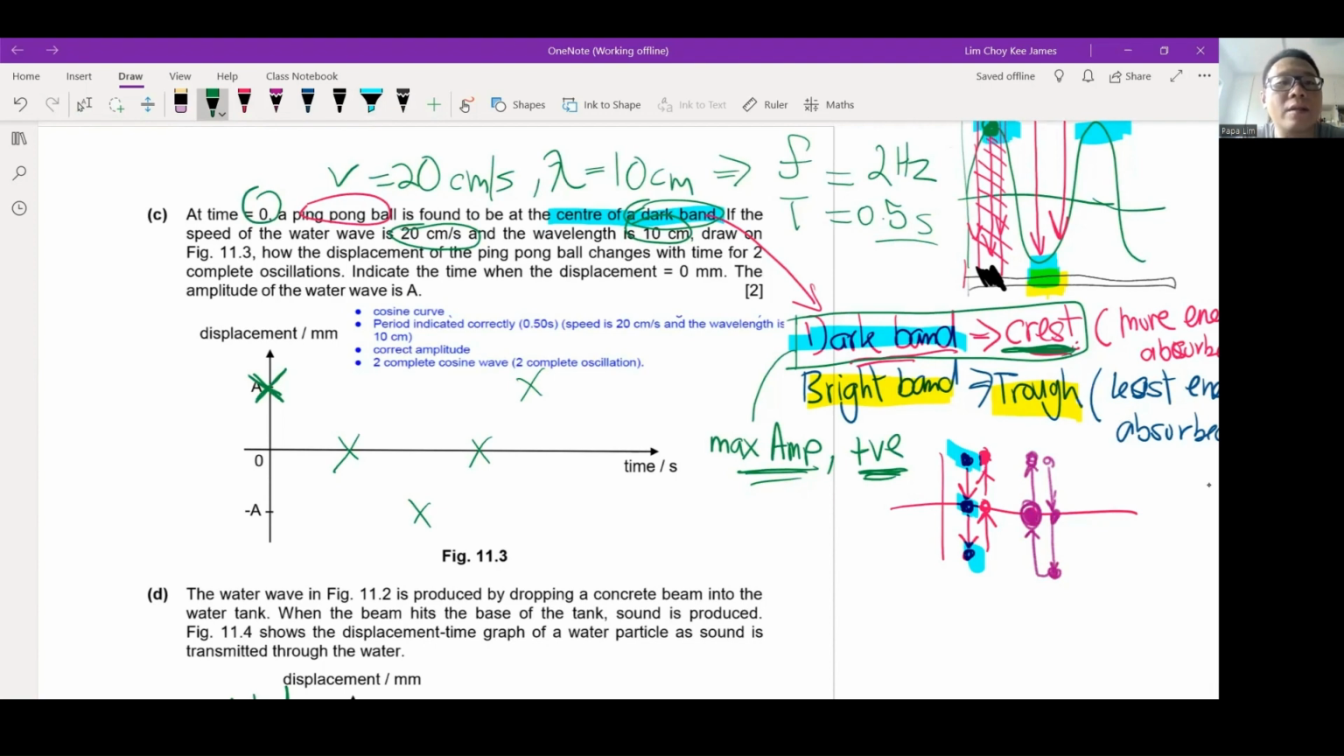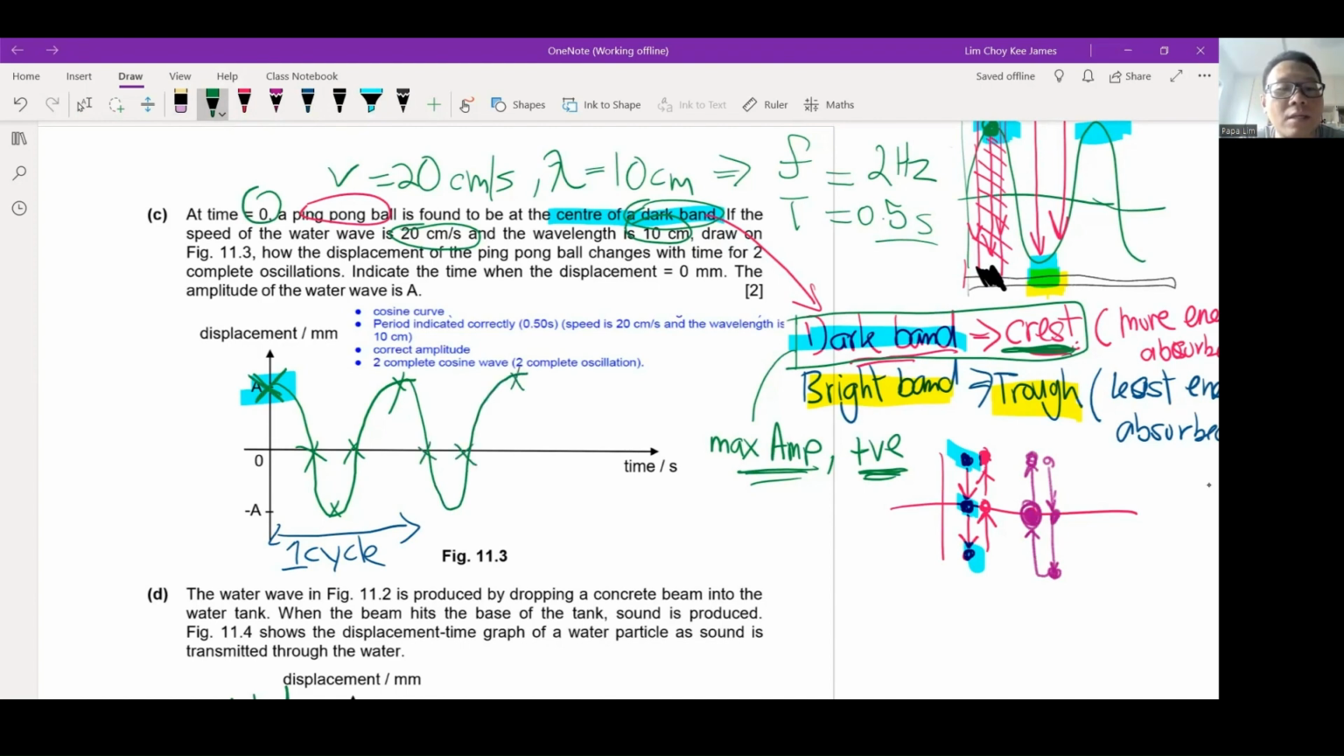So you'll find that when the question tells you that it's at the center of the dark band, it means that it is actually at the top of the wave itself, what we know as the crest. And the final shape that you see, if you mark out all the wave itself, you'll get a nice cosine curve that clocks all the necessary points. Of course, the question says draw 2 cycles, and this is only 1 cycle. So you have to draw another cycle.